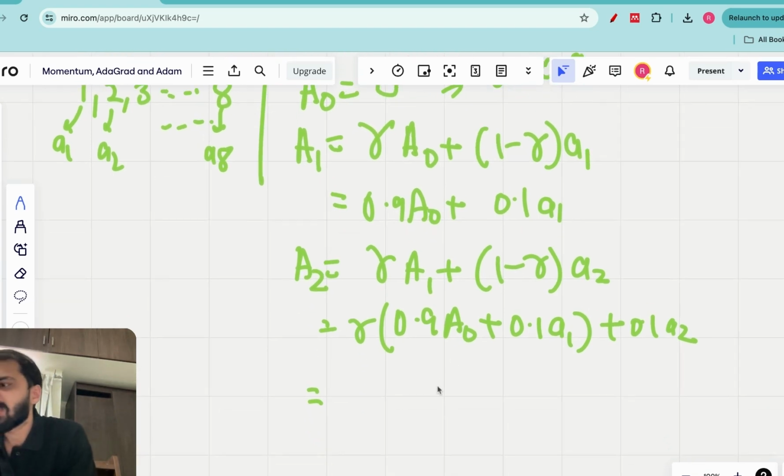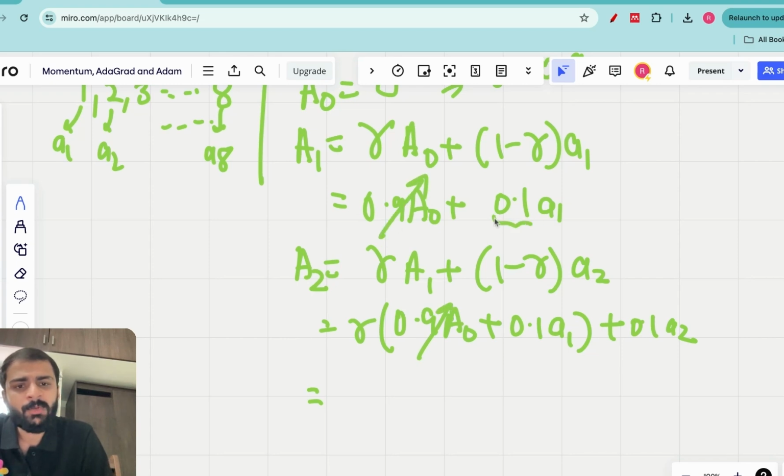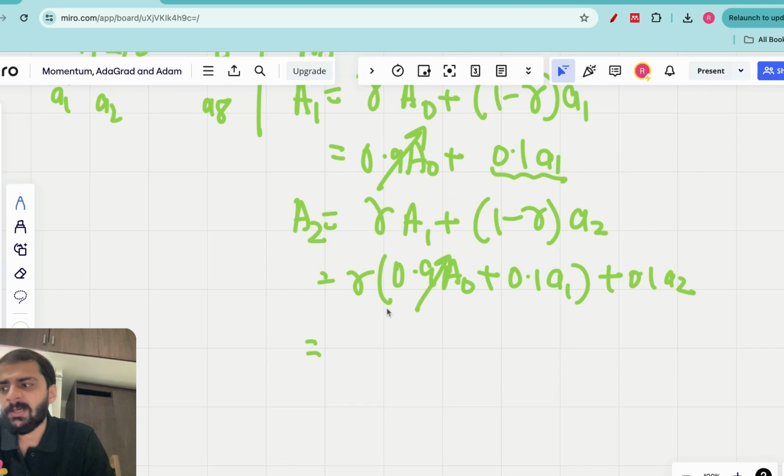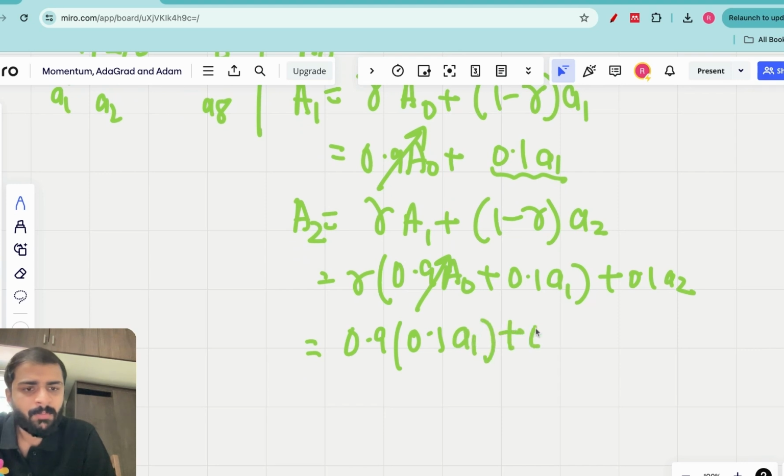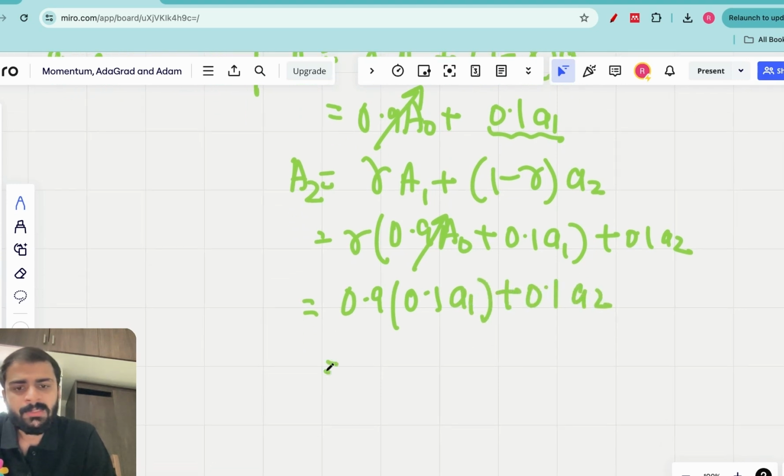So let me actually compute this. This is 0.9 into A1. Now A0 is equal to 0 anyway, so this term will go out. So A1 is 0.1 into a1. Then this will be 0.9 into 0.1 a1 plus 0.1 a2, which is equal to 0.09 a1 plus 0.1 a2.